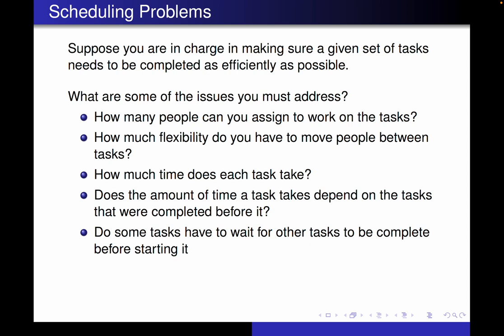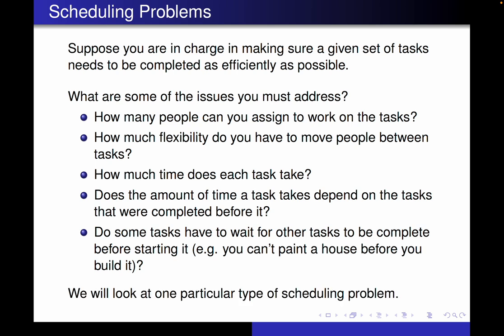For instance, if you're trying to get a house ready for someone to live in, you can't paint the house before you build it, right? So you have to do it in a certain order. And what we're going to do is look at one particular type of scheduling problem.